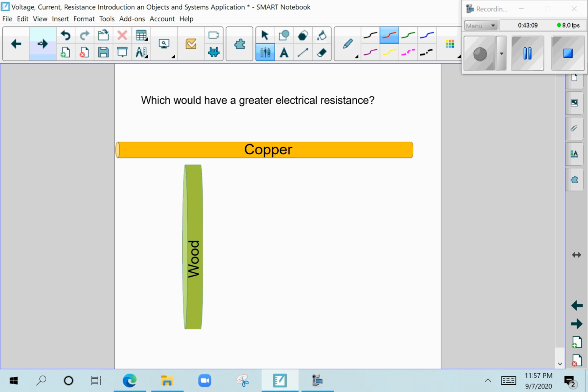Same thing with our resistance. Copper, genetically, if you will, has a better disposition to conduct electricity than wood. But there's more involved than just what you're made out of. It's how are you built? What are you doing? How are you shaped? That's going to play a role.